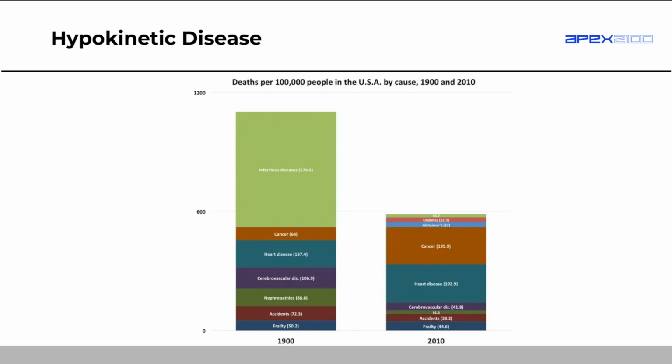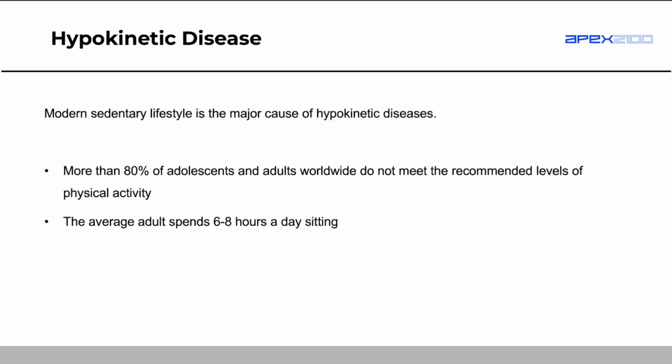So let's talk more specifically about how a modern sedentary lifestyle is the major cause of hypokinetic disease. More than 80% of adolescents and adults worldwide do not meet the recommended level of physical activity. So it's a massive percentage. And the average adult spends around 6 to 8 hours a day sitting. So if you compare that to our sedentary guidelines, we're sitting for far too long, and too many people don't meet the physical activity guidelines.